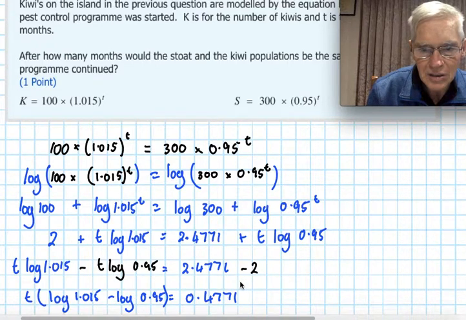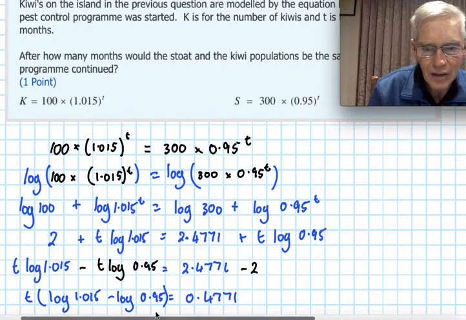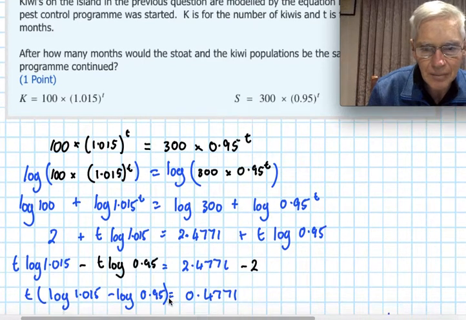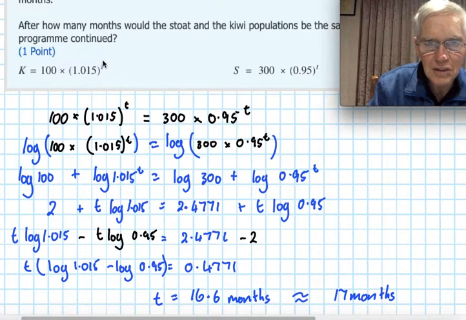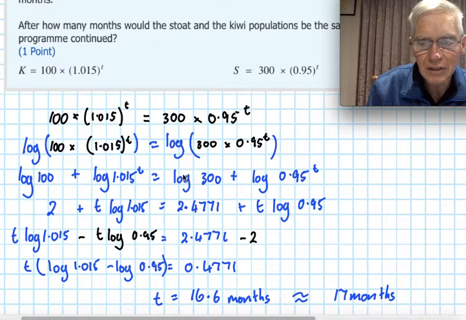I do the right-hand side. And the last step is to take the 0.4771 and divide it by this thing on your calculator, and you should get 16.6, so about 17 months. And that would be when they are the same. If you put 17 months for here and here, the populations will be roughly about the same.